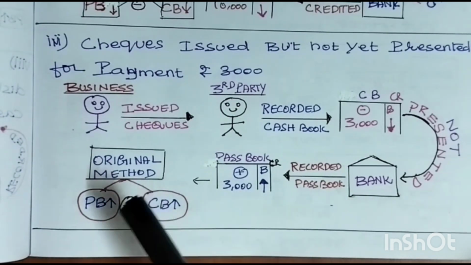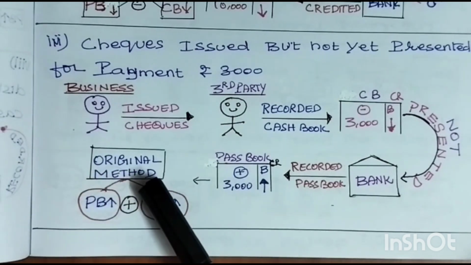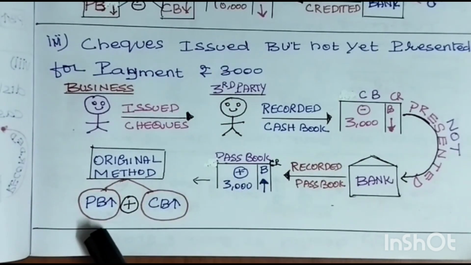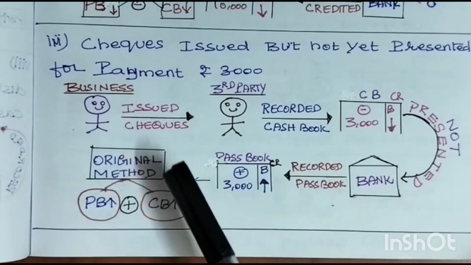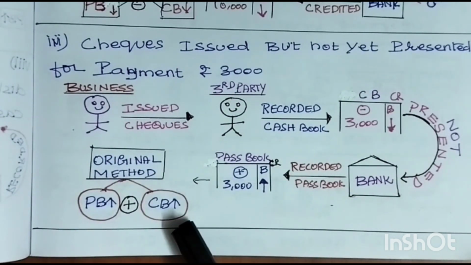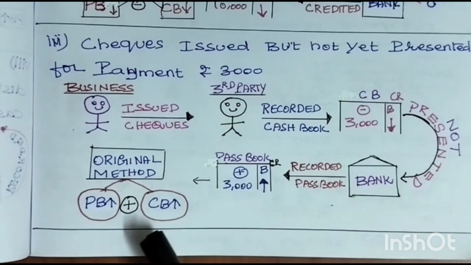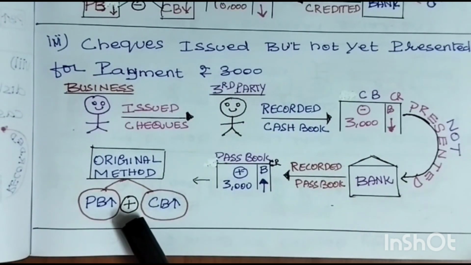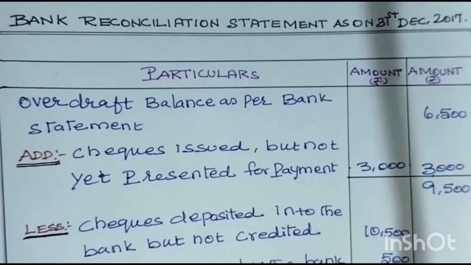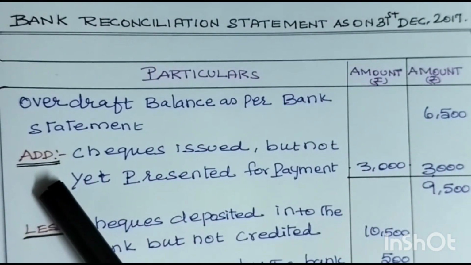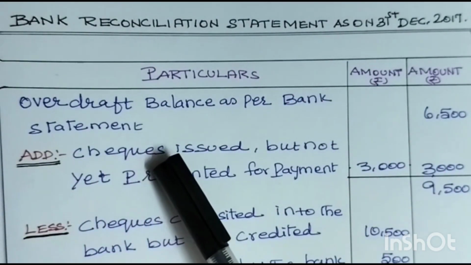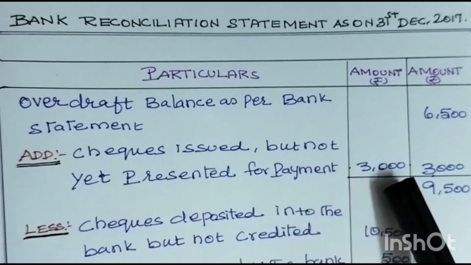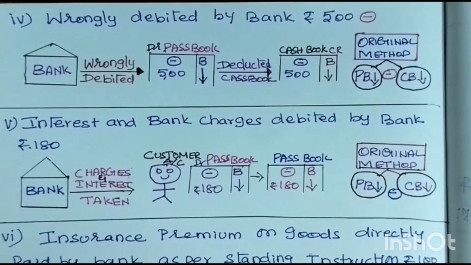What method do we follow? We are following the original method. Whenever the passbook increases, the cash book also, as per the original method, increases. Okay. So this transaction will be added. In the add column, you have to write checks issued but not yet presented for the payment, 3,000 rupees entered.